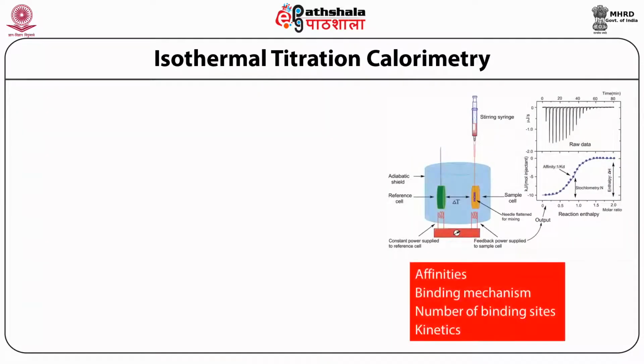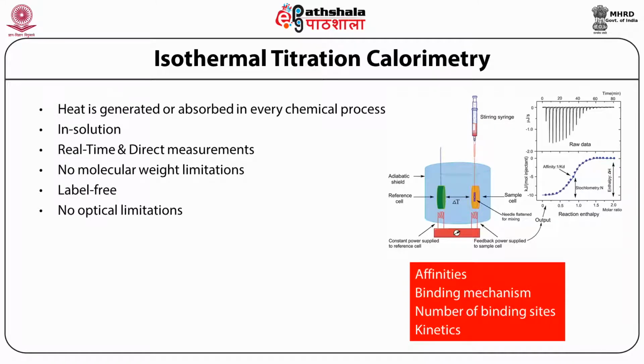Now we explain the principle of isothermal calorimetry. Isothermal titration calorimetry, simply known as ITC, is based on the heat generated or absorbed in every chemical process. This technique is implemented in the solution form. So both protein and ligand can be taken in the solution, and it is a real-time and direct measurement of the protein-ligand interactions. There is no limitation of molecular mass of the ligand or the protein. There is no labeling required, and of course there is no optical limitation.